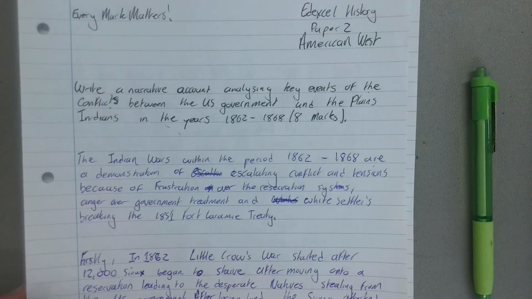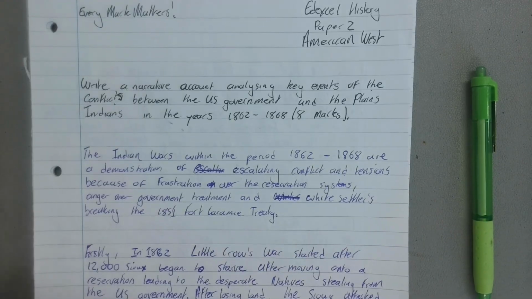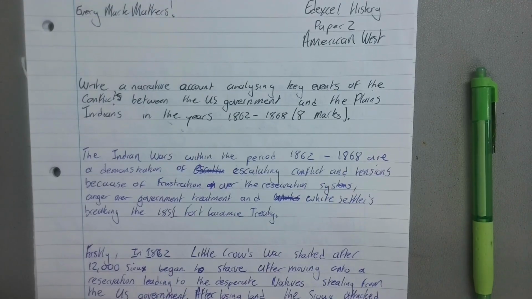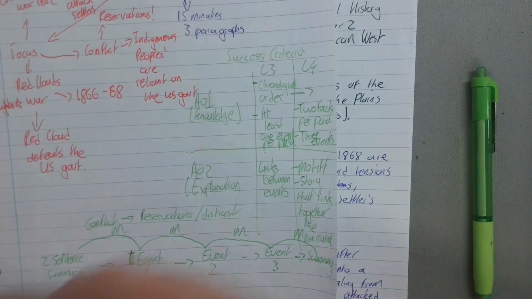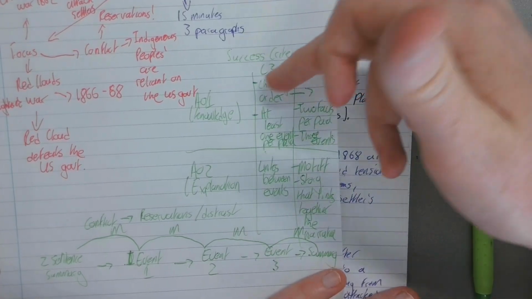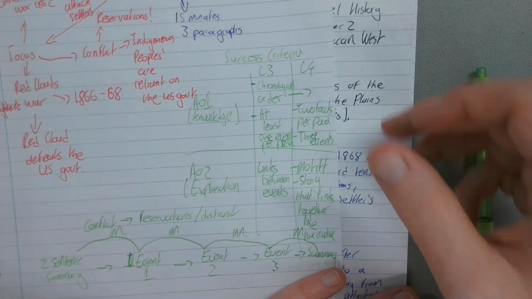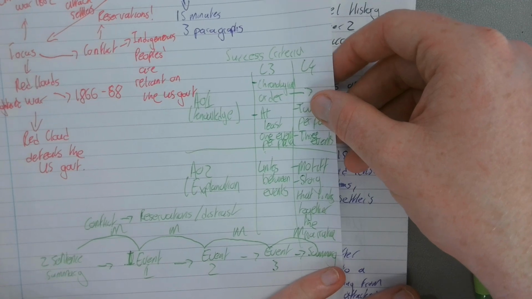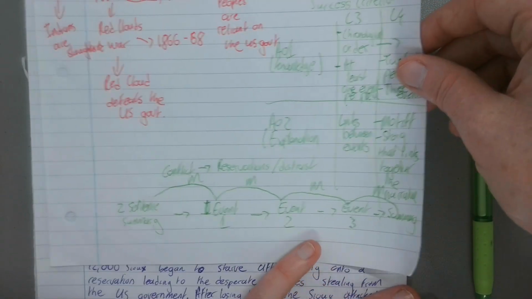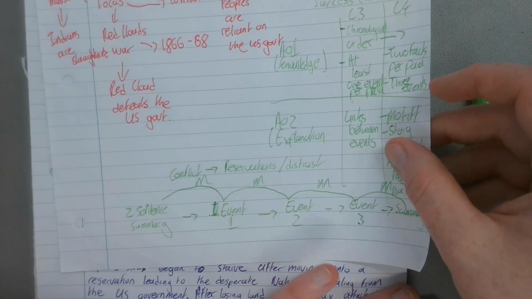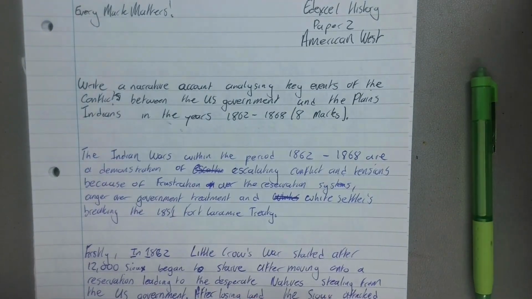Okay, welcome back. Right, so I'm hoping that you have spent 15 minutes writing a narrative account analysing the key events of the conflicts between the US government and the Plains Indians in the years 1862 to 1868. Again, a reminder of the success criteria: for AO1, we're aiming for chronological order all the way. We're going for 2 facts per paragraph, 3 events. We're going for a bit of a story and a motif and links, and the story that links together the narrative. We are hoping to have a bit of an introduction, event 1, event 2, event 3, and then linking those together with our motif.